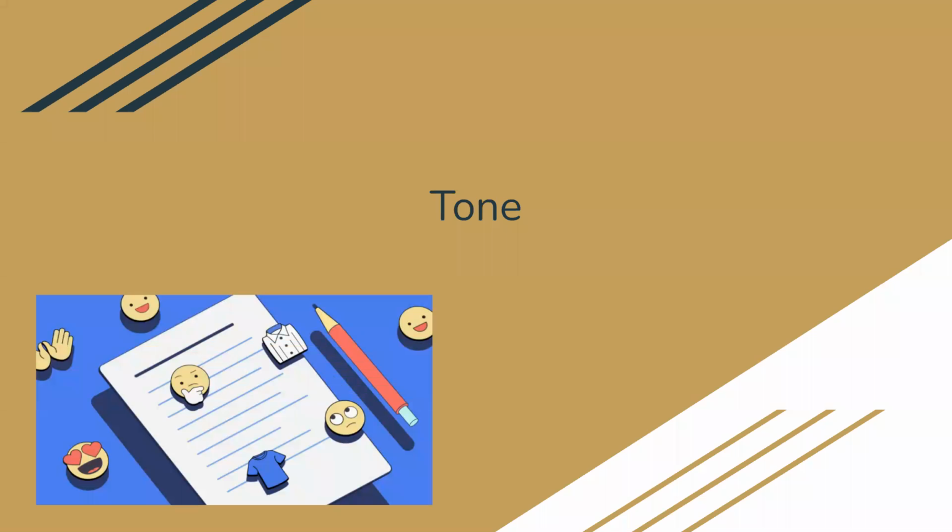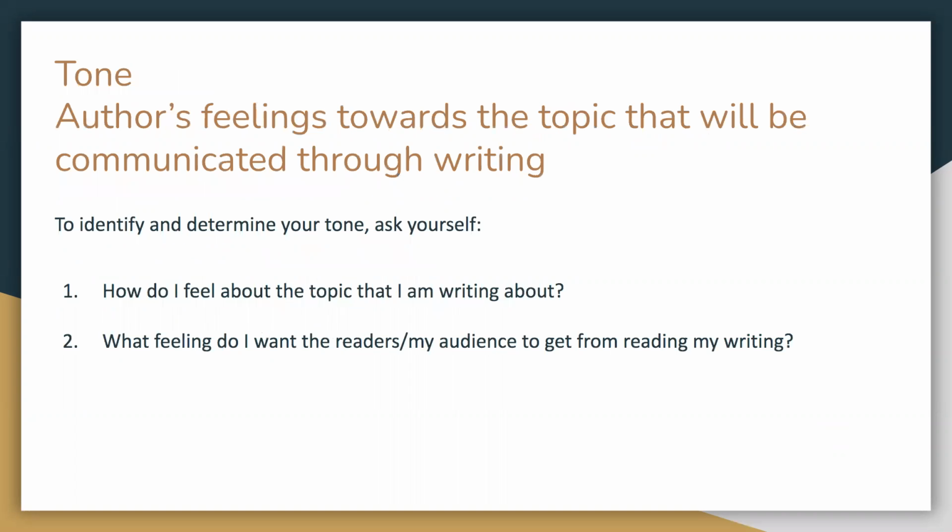The next thing that we consider is tone. And tone has a lot to do with feelings. It is your feelings towards the topic that are communicated through writing. So what feeling do you want the reader to get from reading your piece? To identify and determine your tone, ask yourself, how do I feel about the topic that I'm writing about? What feeling do I want the readers, my audience, to get from reading my writing?